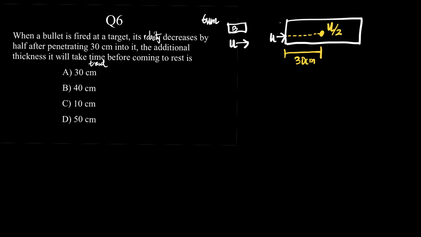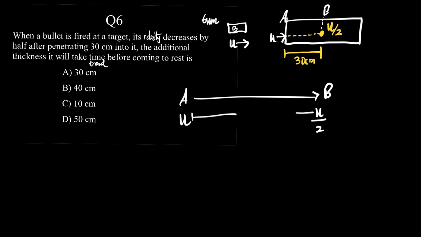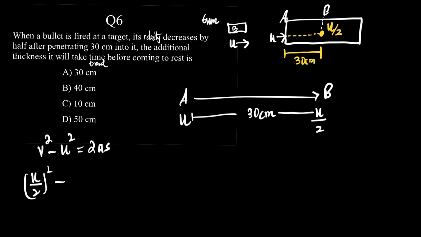Let me just translate this. So this is A and this portion is B, which means for the journey AB, the initial velocity is u and the final velocity is u by 2, and the distance traveled is 30 centimeters, right? In which case, if we apply v square minus u square is equal to 2as, what is v? v is u by 2 the whole square. What is a? What is u? u is u itself, so this becomes u square into 2 into a into what is s? s is given as 30 centimeters, right?